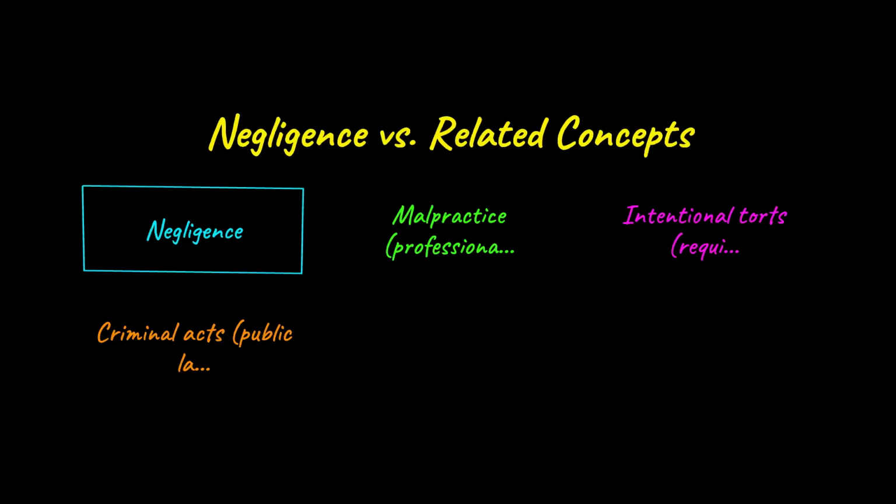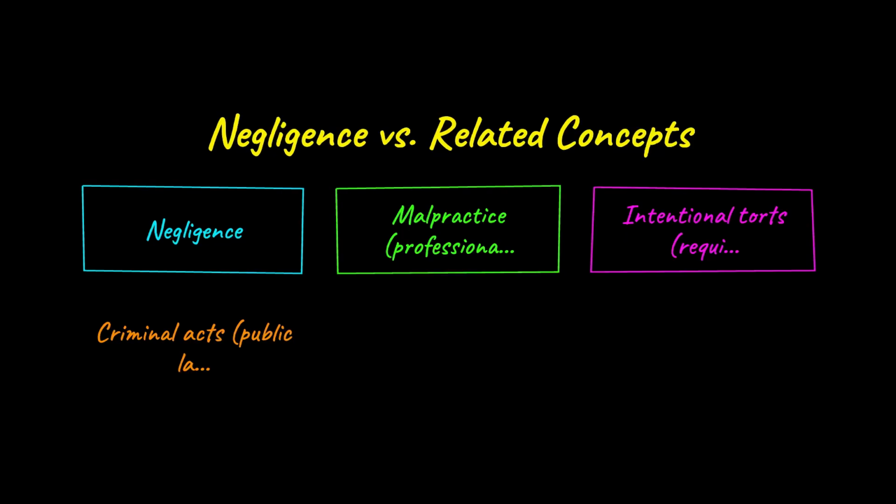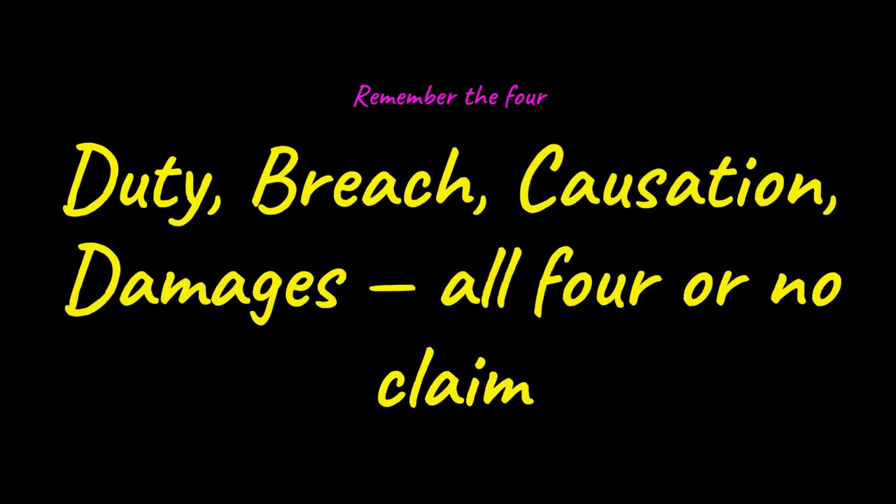Malpractice is just negligence applied to licensed professionals. Intentional torts, like assault or battery, require intent, which negligence never does. Criminal acts violate public law and carry different consequences entirely. Watch for exam traps listing intent, planning, or court participants instead of the real elements. Negligence needs no intent, only failure of reasonable care, proven through duty, breach, causation, and damages.